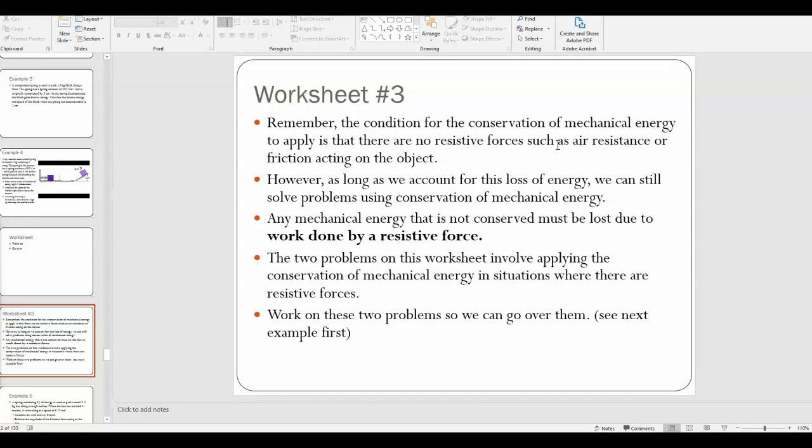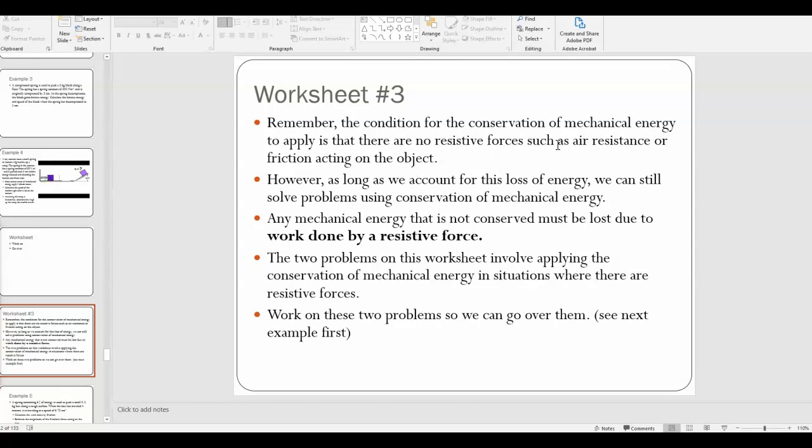And so I'm only going to do one example of this type, but it's important that you understand the approach to these problems. Okay, so here's the key concept. Any mechanical energy that is not conserved must be lost due to work being done by a resistive force. Okay, any mechanical energy that is not conserved must have been lost due to work being done by a resistive force.